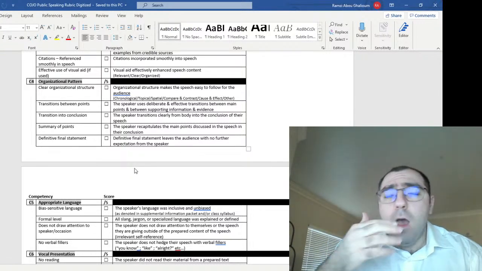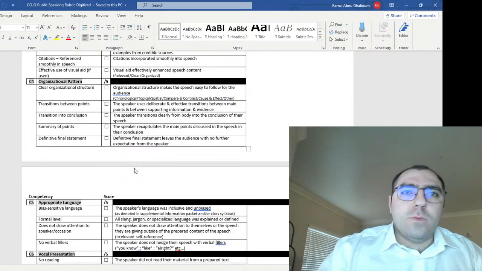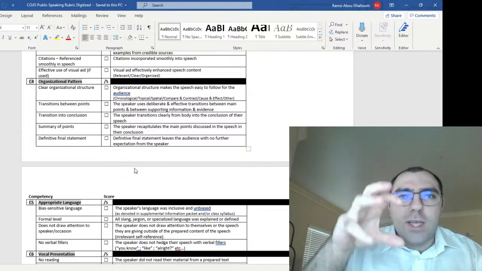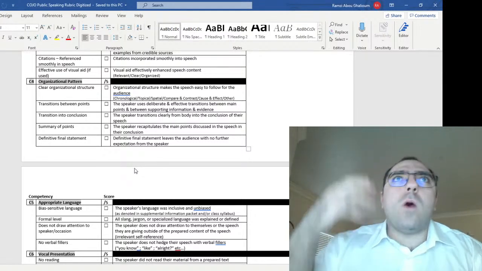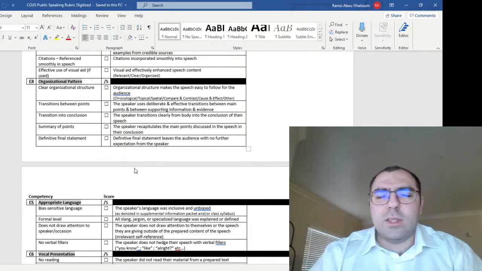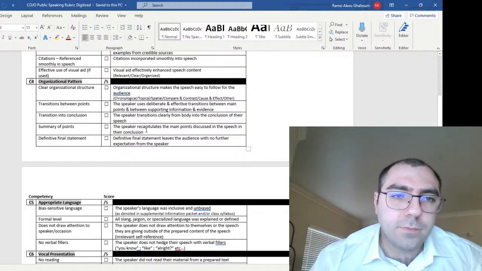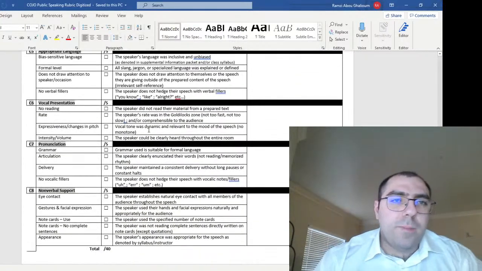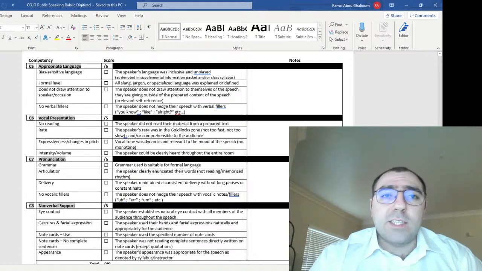Okay, if I leave the classroom, what can you say that will leave the content, the subject of your speech, lingering in my mind? Leave me wanting to do further research on my own to look into this topic. That's how you keep conversations going. All right. Moving on to competency five, appropriate language. So that first criteria there, bias-sensitive language.